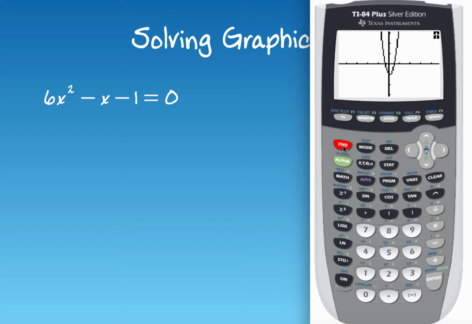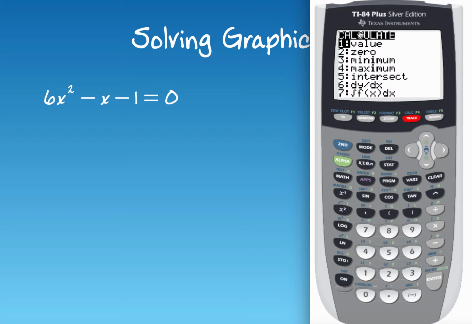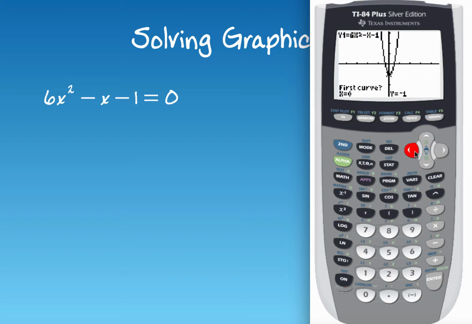Okay. Now we're going to use the calculator to do the rest of the work. So second trace, option number 5 is going to find those 2 intersections for us. So I'm going to scroll till I get really close to the intersection and hit enter 3 times. Okay, so I see that I have my first intersection at negative 1/3.